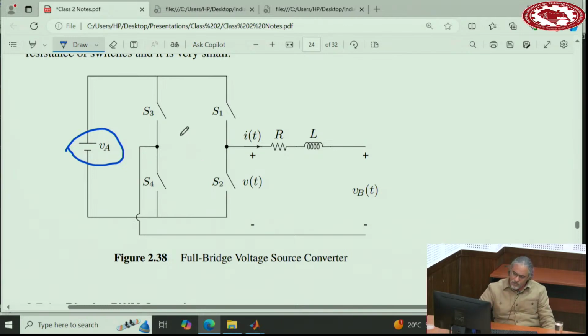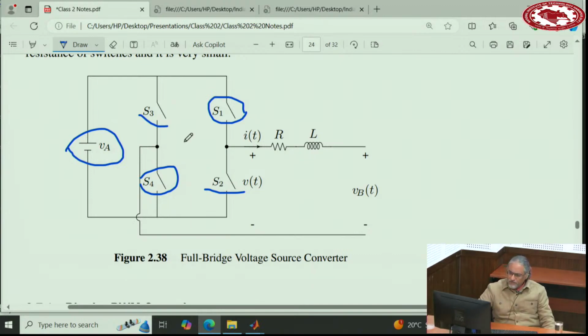Bipolar is when you turn on this switch and this switch together all the time, and this switch and this switch together. That's always how you follow this. S1 and S4 together on, and during that time, obviously, S2 and S3 off. And then next step, S2 and S3 on, and S1 and S4 off.